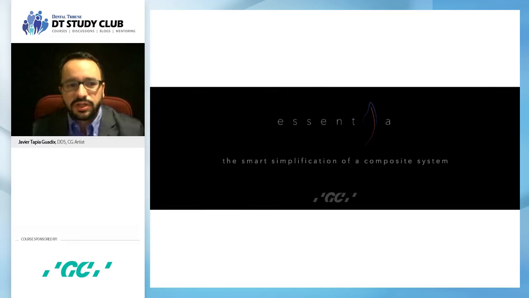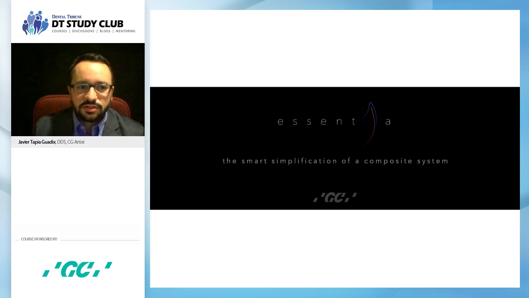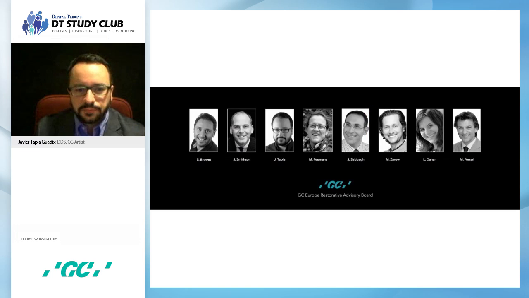And I would like to present you this material from GC, which is the Essentia. We call it the smart simplification of a composite system because it's really a simplified system, but it's not just taking out the number of syringes and so on. No, it's really designed to mimic nature as much as we can. It has been developed within the Restorative Advisory Board at GC. You can see all the members of the advisory board here.